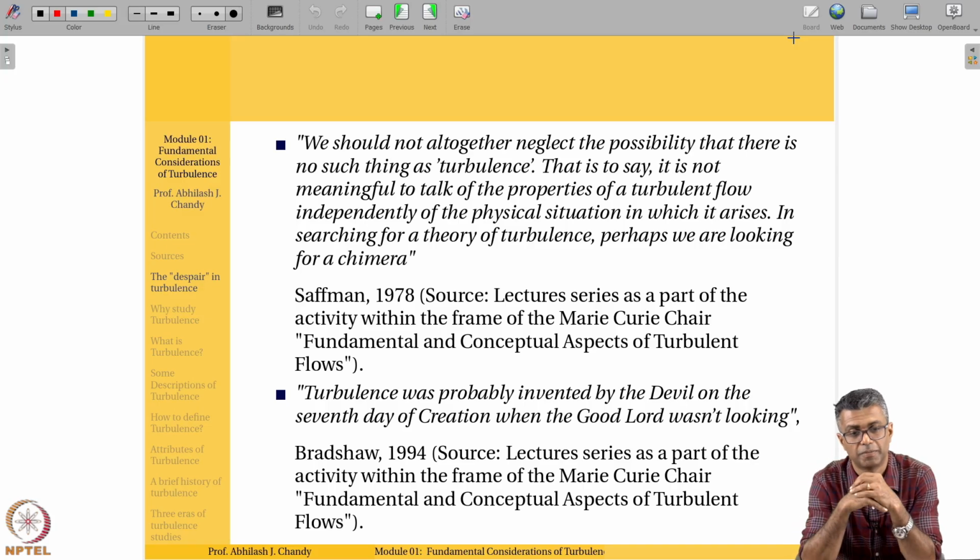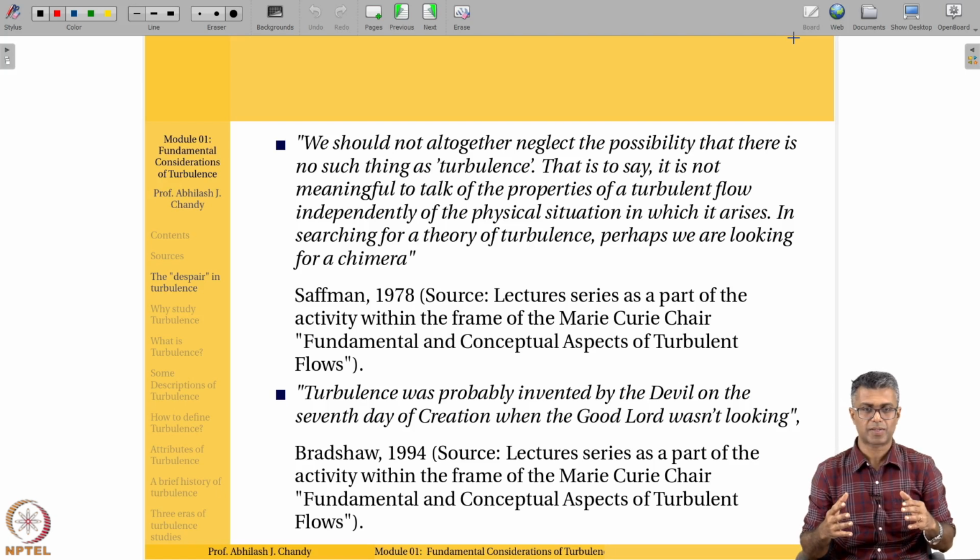Finally, the quotation by Bradshaw. Bradshaw has authored several books on fluid mechanics and turbulence. He said turbulence was probably invented by the devil on the seventh day of creation when the good Lord wasn't looking. So again, another comment made in jest. This sort of summarizes the complication associated with understanding turbulence, isn't it? We are trying to understand a topic that is so difficult that mathematicians and physicists are coming up with different kinds of explanation. Maybe it doesn't exist. Maybe I'm not hopeful about ever understanding turbulence.